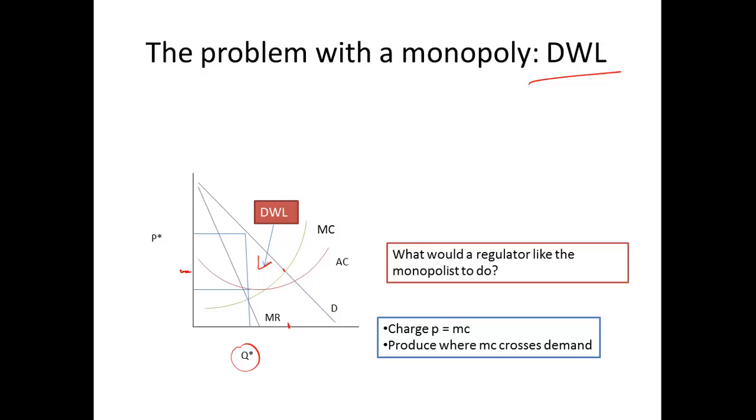And so a question we can ask is, what would a regulator like the monopolist to do? Now let's suppose that what the regulator likes is efficiency. Well, then in that case, what the regulator wants is for the firm to be induced to charge a price equal to marginal cost and to produce where MC crosses demand, which again is here, and that would give rise to this quantity and this price. That's our dream world.